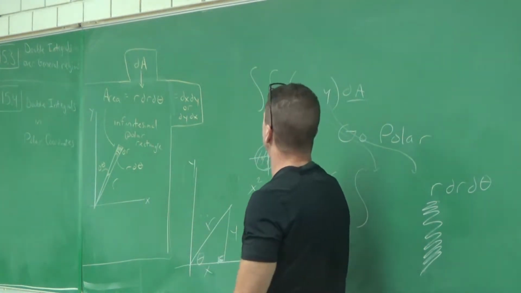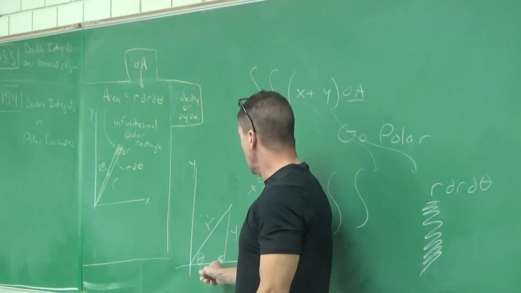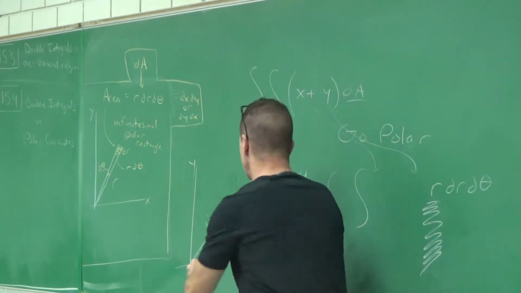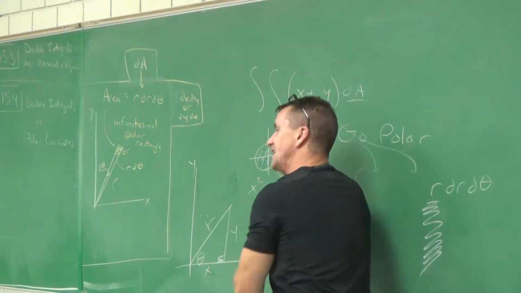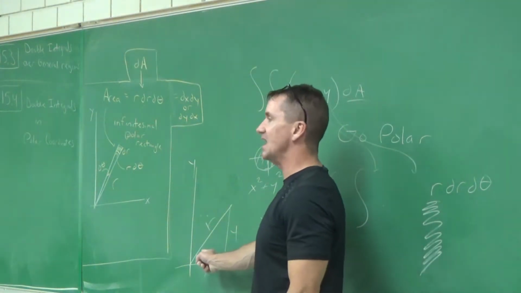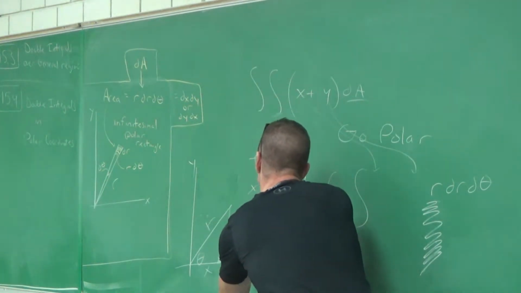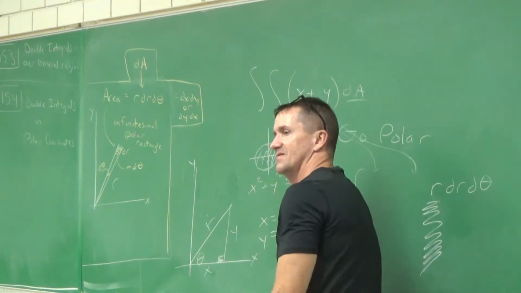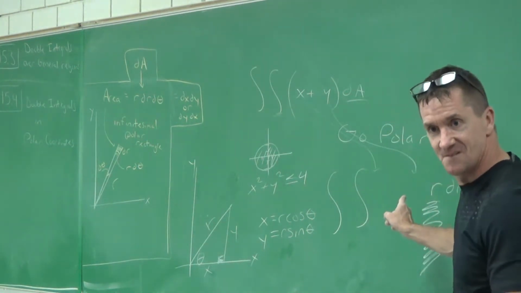Okay? Cosine of theta is x over r. So x is equal to r cos theta, radius times cosine theta. SOHCAHTOA: what's sine of theta? y over r. So what's y equal to? r sine theta. This is all we need. This is what we're going to put in place of the x and y.